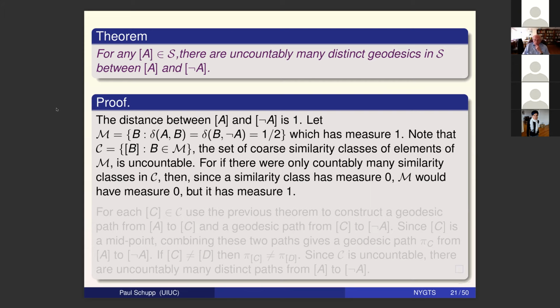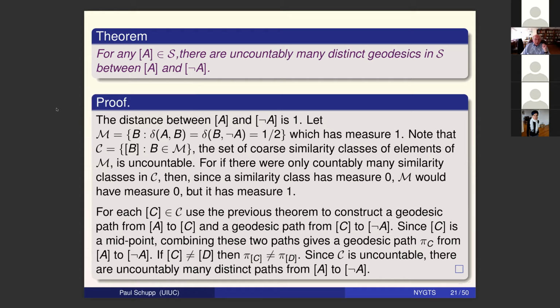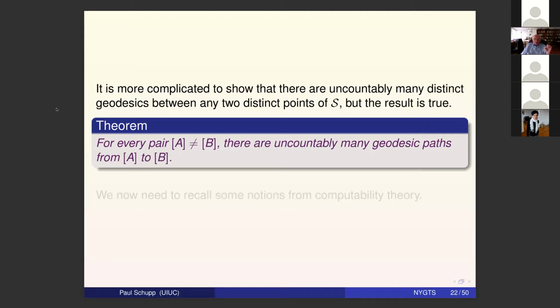So for each C, we use the previous theorem to construct a geodesic path from A to C, and a geodesic path from C to the complement of A. C is a midpoint. We combine these two paths to get a geodesic from A to its complement. But if the class of C is not equal to the class of D, then the midpoints are different. So then we have uncountably many choices for the midpoints. So there have to be uncountably many distinct geodesics from A to its complement. If you think of those antipodal points, that's not so surprising, but it's more complicated. But this very strange sphere has the property that given any two distinct points, there are uncountably many geodesics from one to the other.